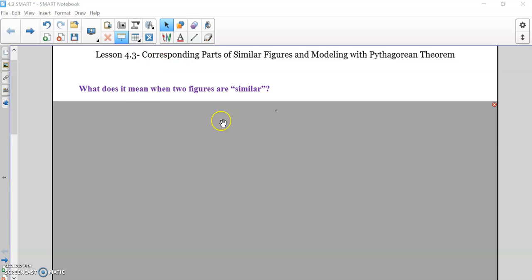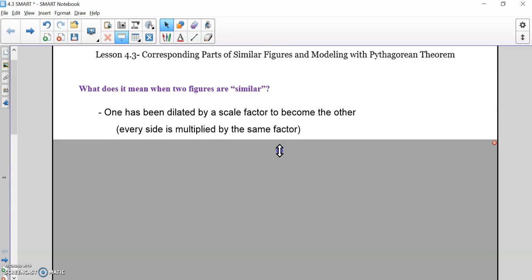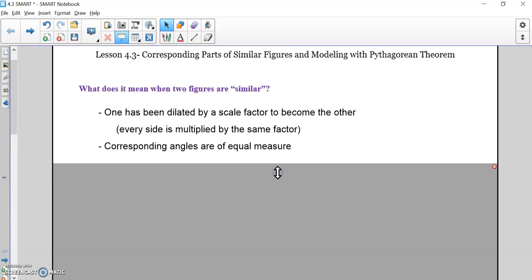So to start with, what does it mean when two figures are similar? We've all used that word before, but it actually is a pretty mathematical term in geometry. And it means that a shape has been dilated by a scale factor to become the other one. And that means that every side on that shape was multiplied by some scale factor, which we already know, right? And the key here is that every side has to be multiplied by the same exact factor, otherwise it's not a dilation and it won't be similar figures.